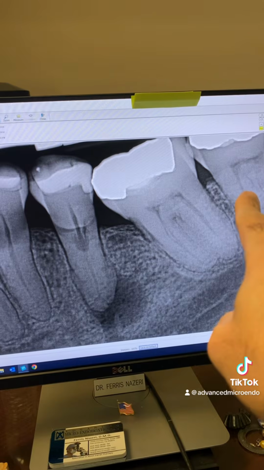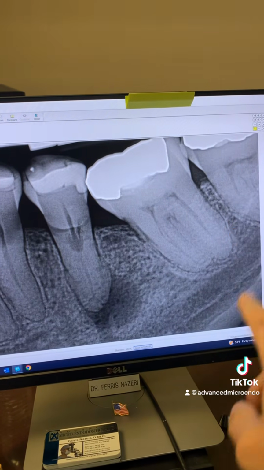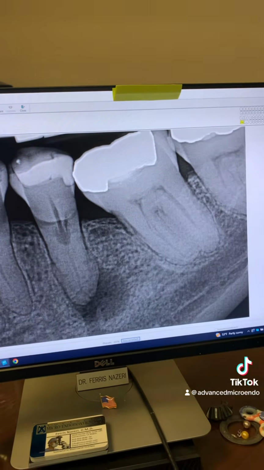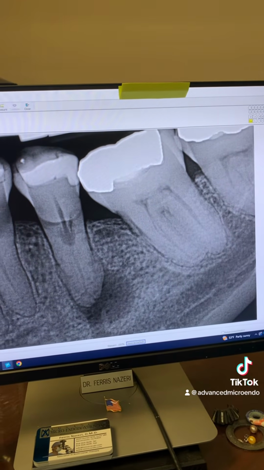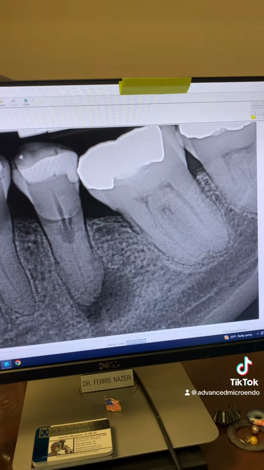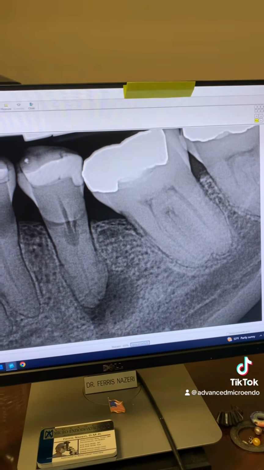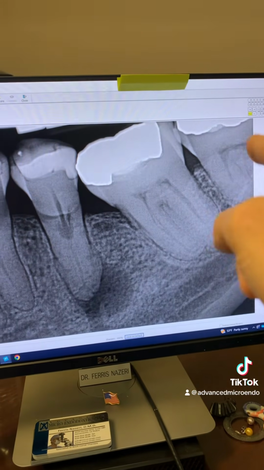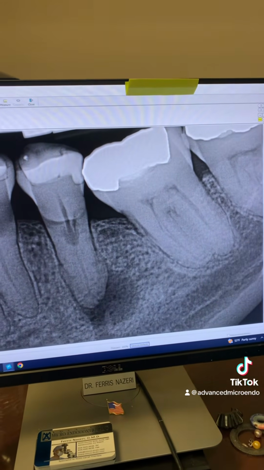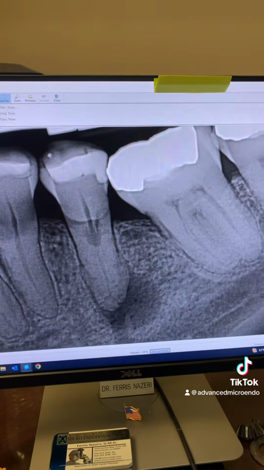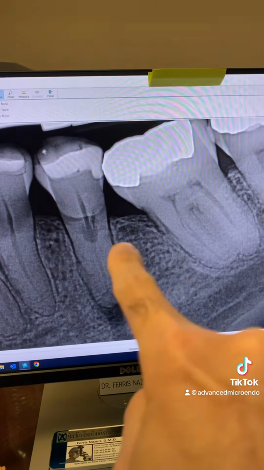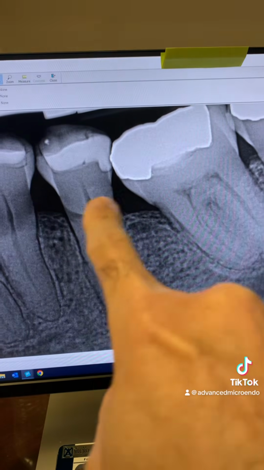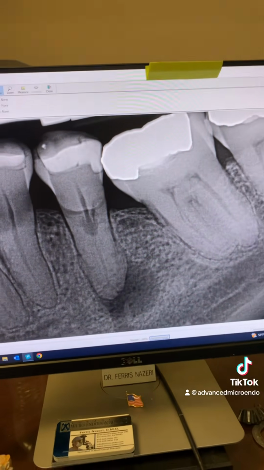Tooth number 18 was never an issue, so her dentist misdiagnosed. But of course, as I said, we never ever rely on another dentist's, another clinician's diagnosis to recommend treatment. We do our own. All right, so it was not tooth number 18. It was tooth number 20. Look at that huge periapical radiolucency there. And also look at that inflammatory resorption going on right there.